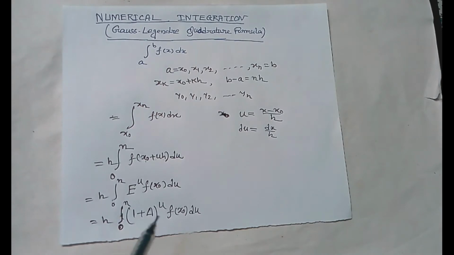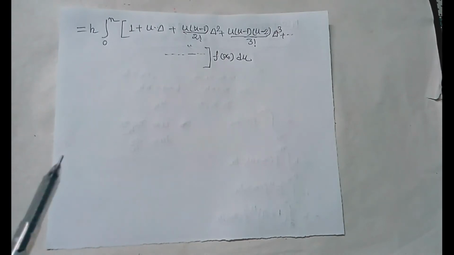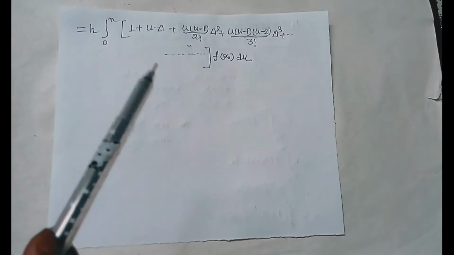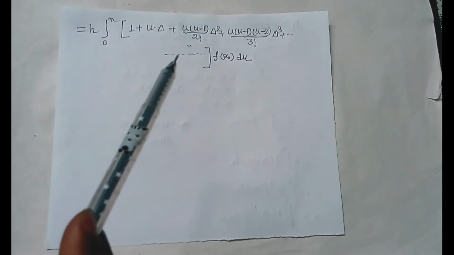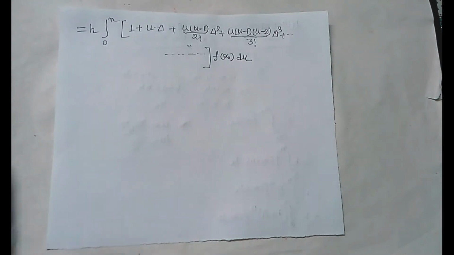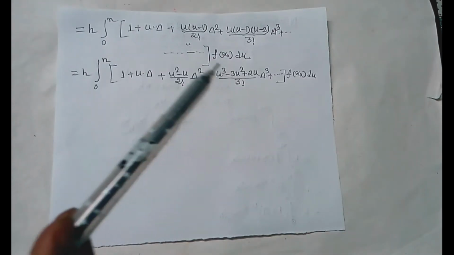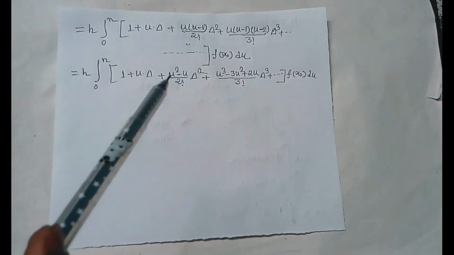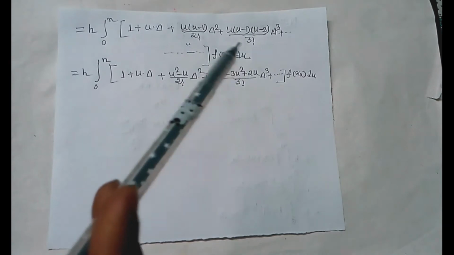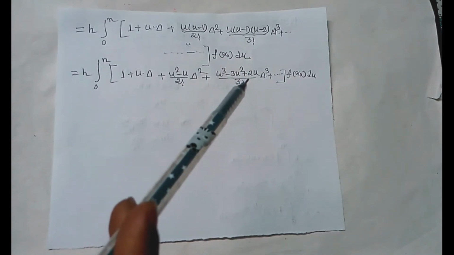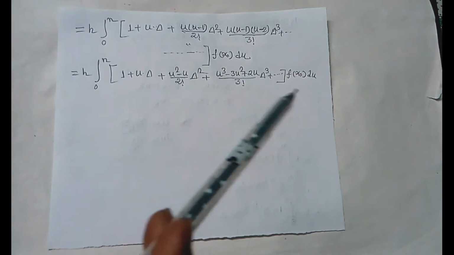Next we shall expand this. If we expand (1 plus delta) to the power u, then we find this expansion: 1 plus u delta plus u(u minus 1) by 2 factorial into delta square plus the other terms. Next we need to integrate this, and before we integrate we first write u(u minus 1) equals u square minus u, and we expand this, which is equal to u cube minus 3u square plus 2u and all the remaining terms.